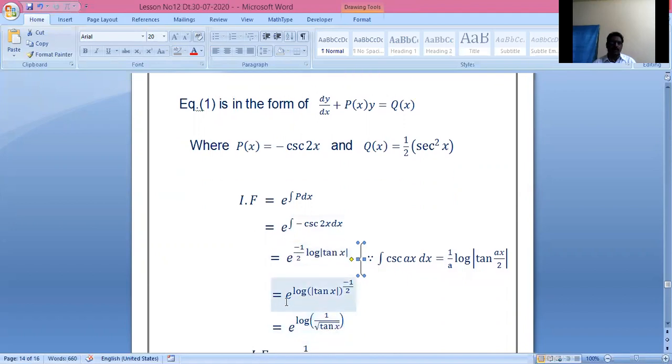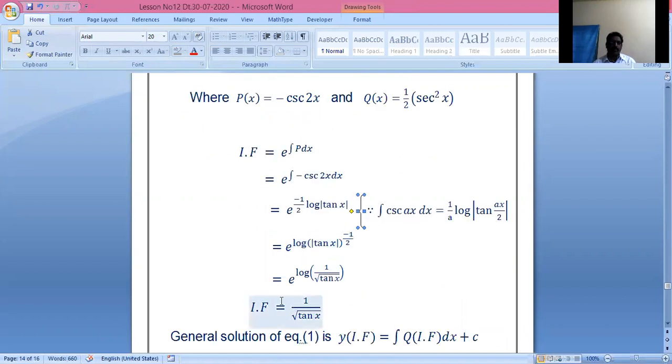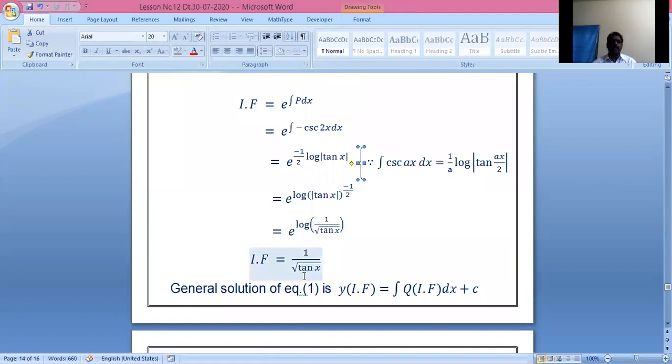That is equal to e to the power of log of (tan x) to the power of minus 1 by 2. Here n log m can be written as log m to the power of n. That is equal to e to the power of log of 1 by root tan x. Here base and the power e both are equal. Therefore, we get IF is equal to 1 by root tan x. General solution of equation 1 is y into IF is equal to integration of q into IF dx plus c.